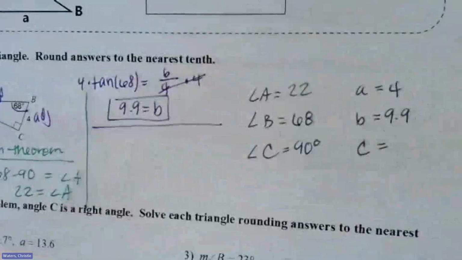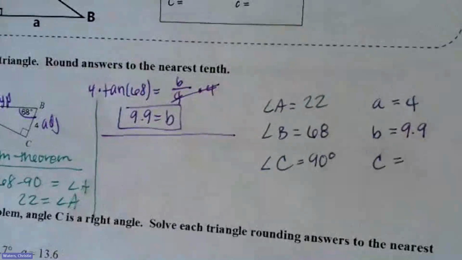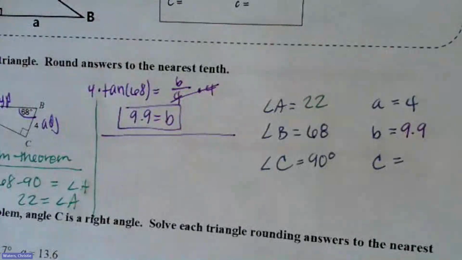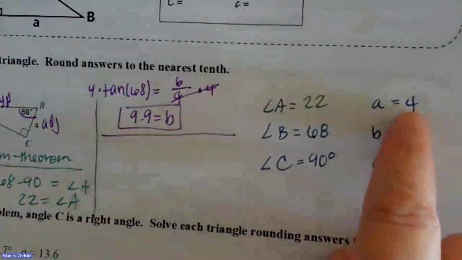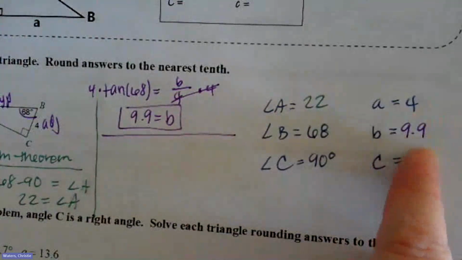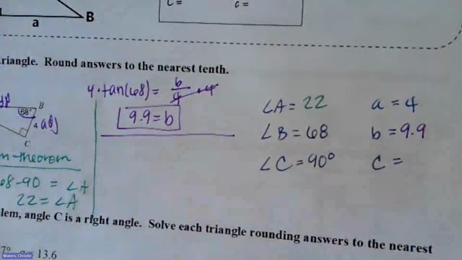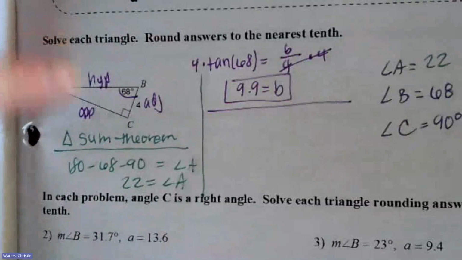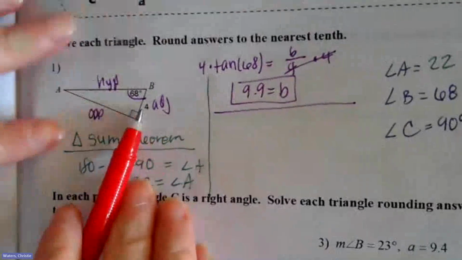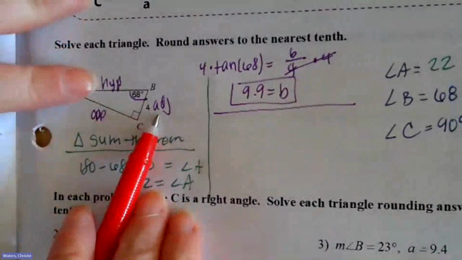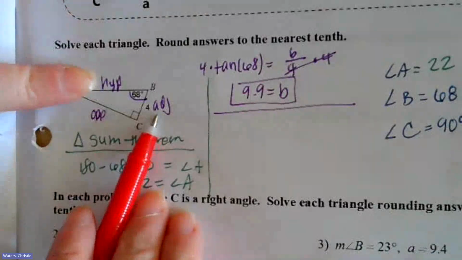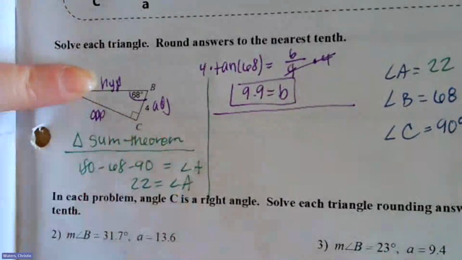And last, I need to find side C. So I'm going to do trig again, although at this point, once you have two sides of a right triangle, you can use the Pythagorean theorem to find the third side. But I personally prefer trig just because it's a little bit faster in my opinion. So I'm going to stick with it. So for this one, I know the adjacent side and I want to find the hypotenuse. So adjacent and hypotenuse is cosine.